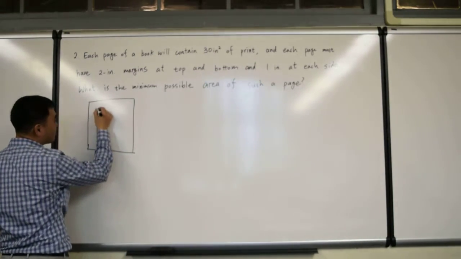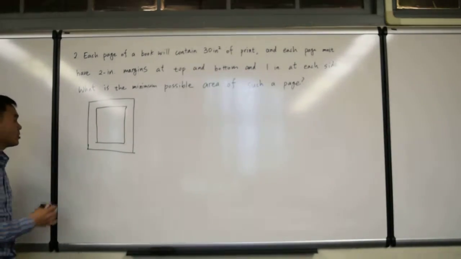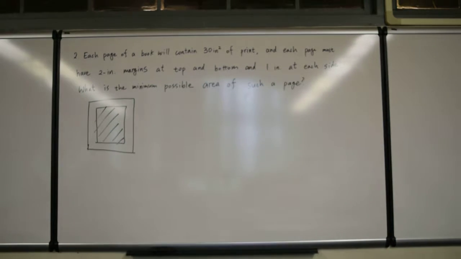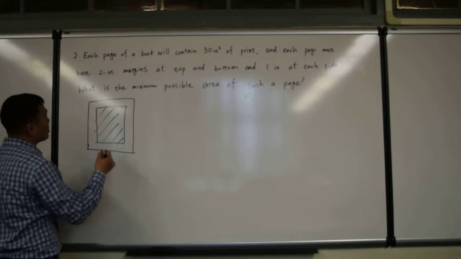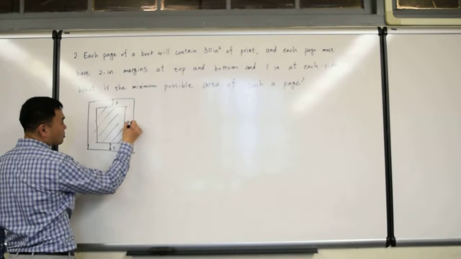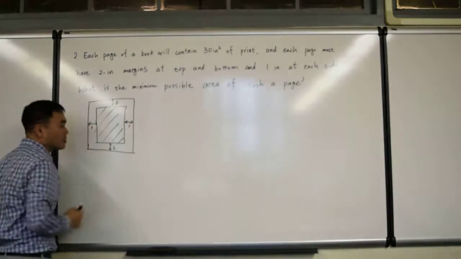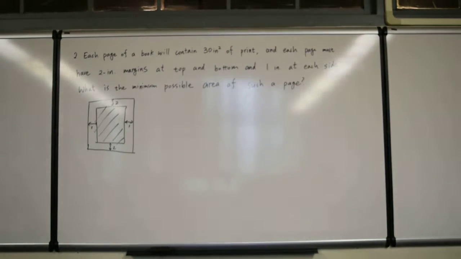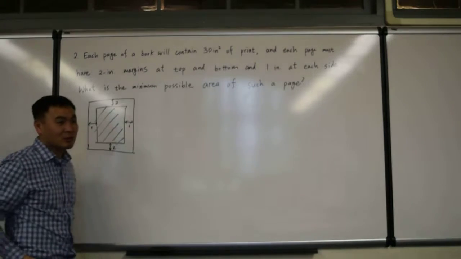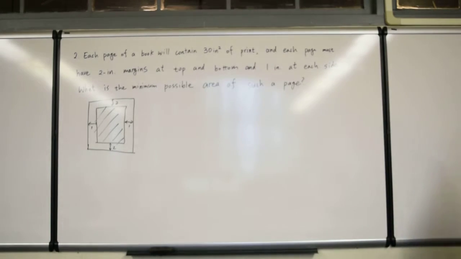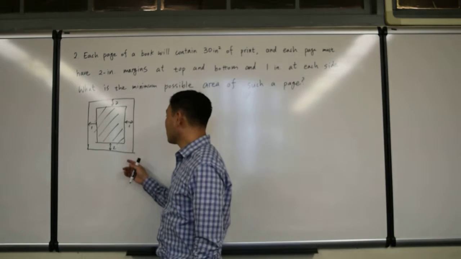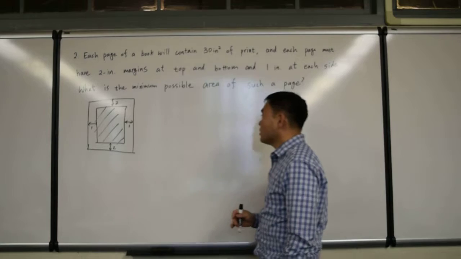They want a certain amount of print. So this is the printing space they want to have. But they also need some margins. So they want 2 inches here, and 2 inches here, and they want 1 inch here, and 1 inch here. But they also want to design it so that they're not going to waste so much paper. So the goal is to minimize the paper size, still being able to contain 30 square inches of printing space, and you also have the margins.